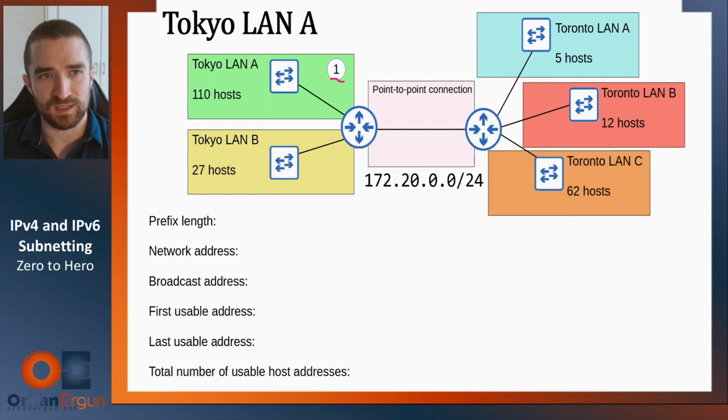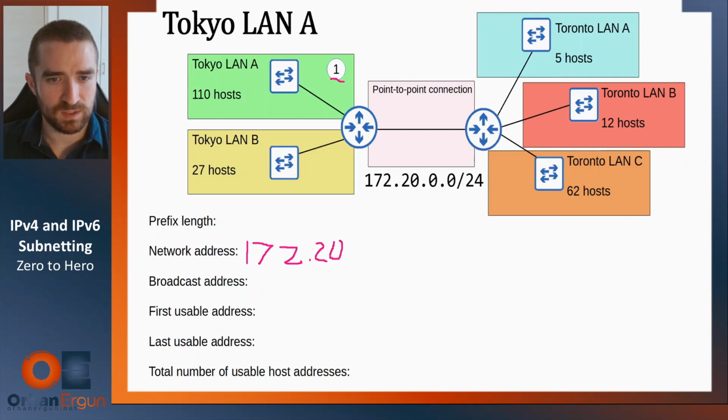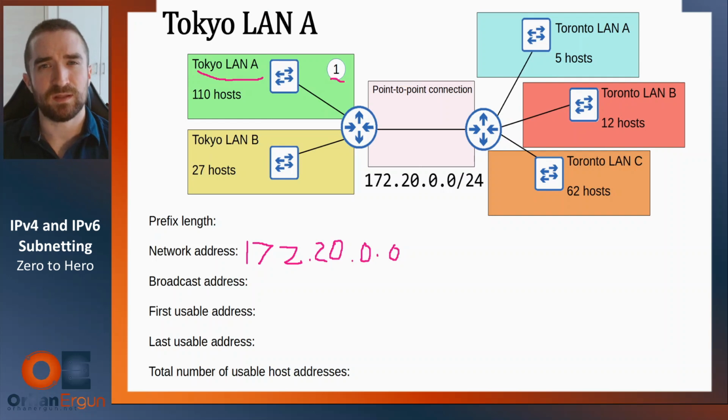Okay, so how can we assign this subnet? Well, we should start at the beginning of the address space. So we know the network address will be 172.20.0.0. That is the network address of Tokyo LAN A. Now the next question is, what should the prefix length be? What prefix length will allow us to have at least 110 hosts? Okay, so the question is, how many host bits do we need?